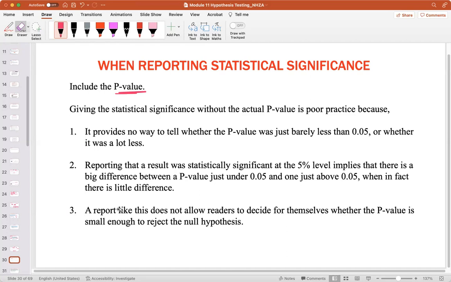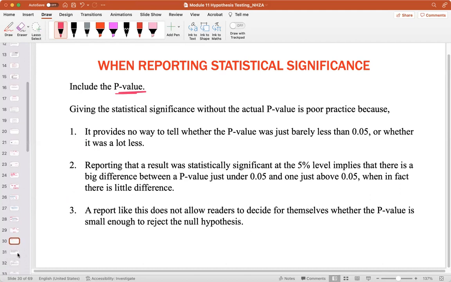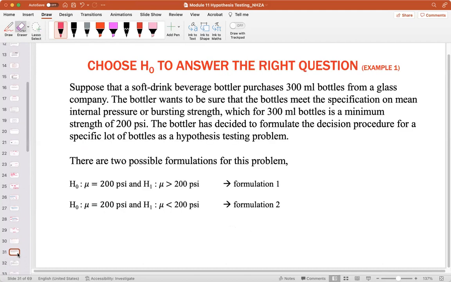You can read this on your own. It's basically what I have summarized just now. A report like this does not allow readers to decide for themselves whether the p-value is small enough to reject the null hypothesis. So these are the reasons. You can include this in your discussion for your report, in your own words. Do not copy paste mine.